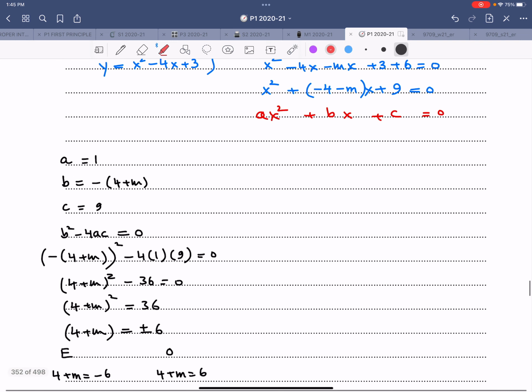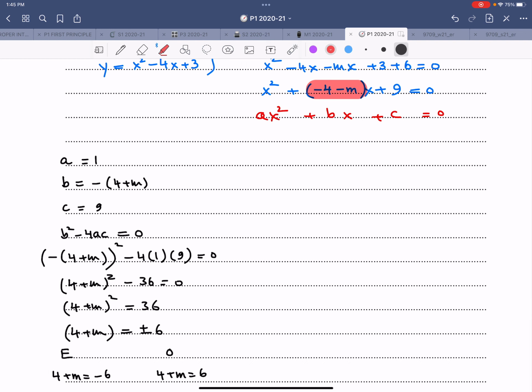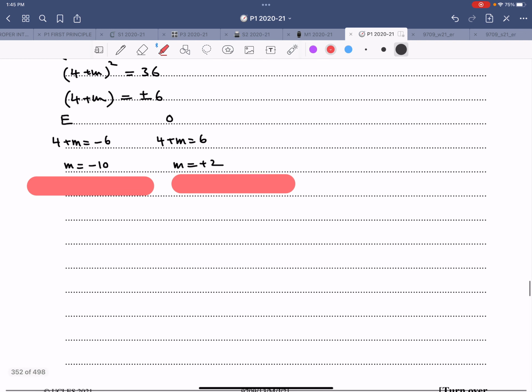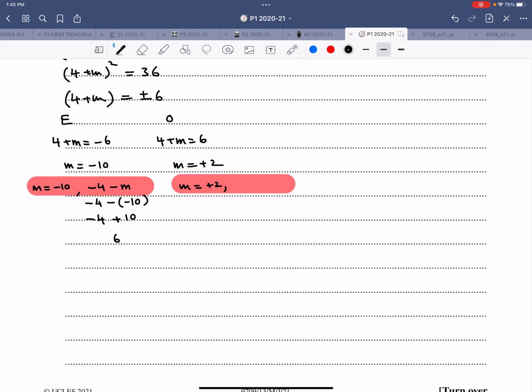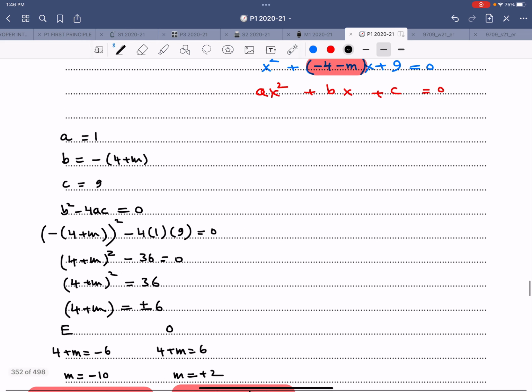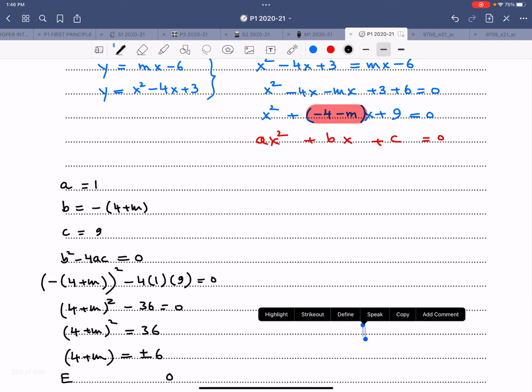Over here it is minus (4 minus m). First of all, when m is negative 10, minus (4 minus m) is actually minus (4 minus negative 10). That is minus 4 plus 10, correct? That is 6. That is the coefficient of b. When m is plus 2, minus (4 minus 2) is minus 6. So therefore, the coefficient of the a value is still 1, it's still 9. It's the b value that changes.